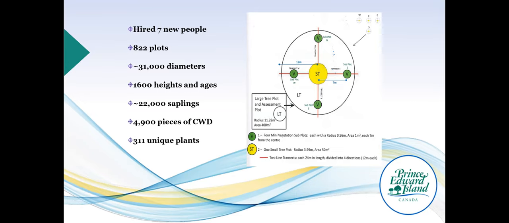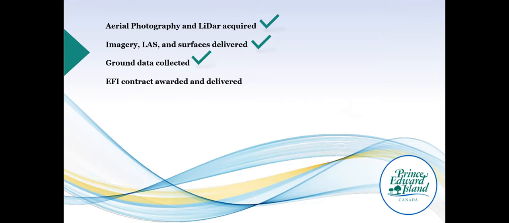That's the ground stuff. So back to the checklist here. We have our photography done, LiDAR point clouds completed, or have been all delivered, ground data is collected, and ready to award the EFI contract. So that went out for a bid and was awarded to Leading Edge Geomatics out of Fredericton. Completed EFI was delivered as a point feature class with 14 million points, each representing a 400 square meter cell, which is the same size as our ground plot.